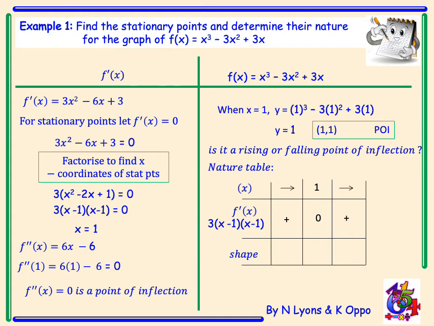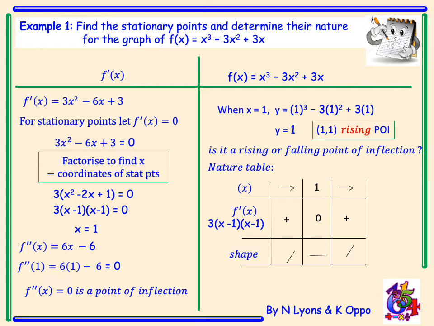So now let's look at the shape of the curve. What's happening? It's a positive gradient. I've got a 0 gradient at x equals 1, and then I've got a positive gradient again. And that now gives me a rising point of inflection at the point (1, 1).